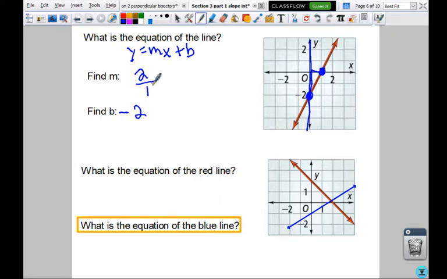So, I've done all my work, I just need to make my actual answer. I'm going to go y equals, m is 2 over 1. Then I'm going to put my x. And then, instead of doing plus negative 2, I'm going to go minus 2. You can do plus negative, that's fine, nothing wrong with it. But I'm going to go minus 2 instead.